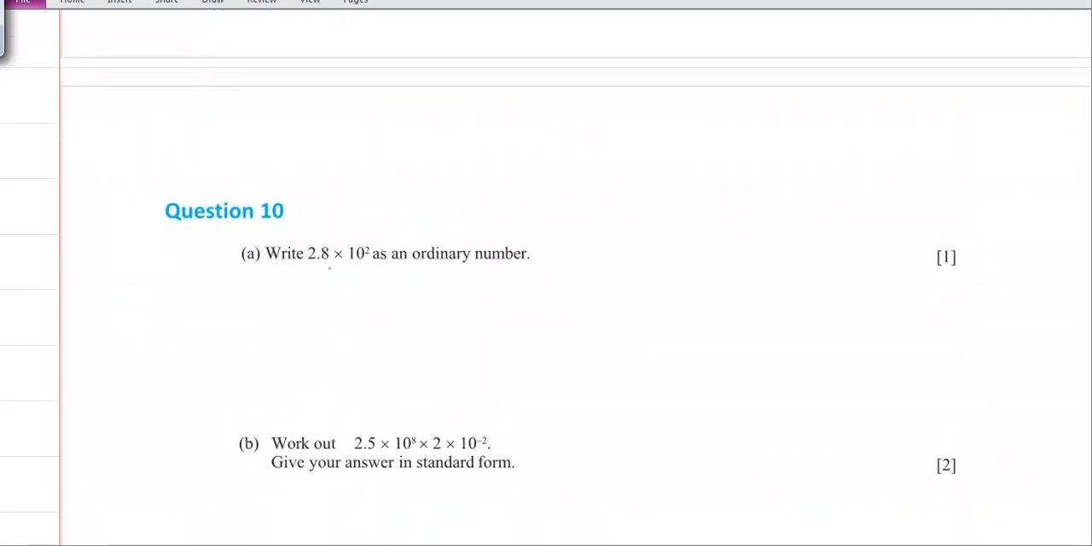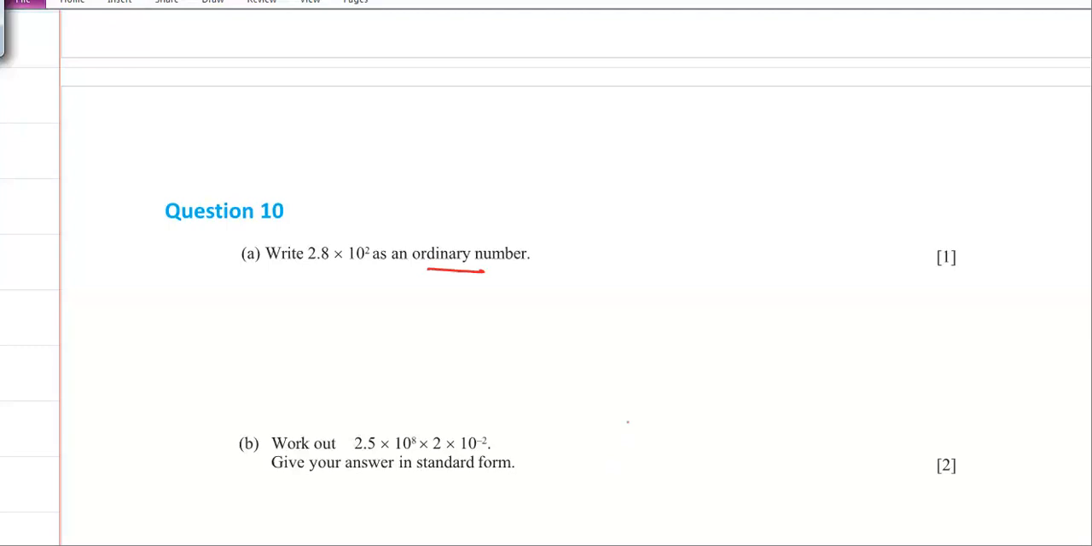Okay, now we have to write 2.8 into 10 to the power 2 as the ordinary number. Basira, may I know if you can write it as the ordinary number? See, when I ask the question, my purpose is to keep you completely engaged and to understand fully. This is in the standard form, and we have to write it in the ordinary number form.